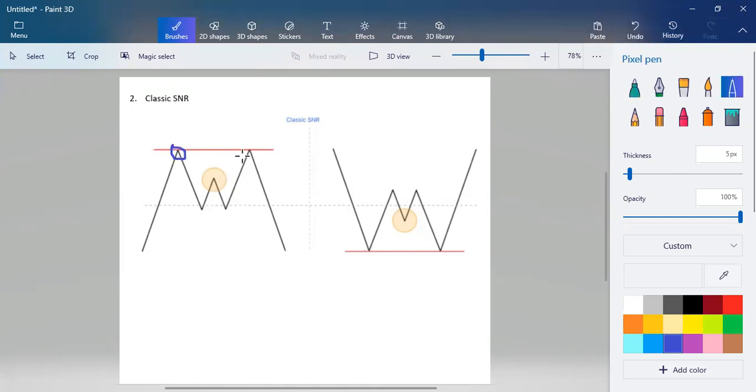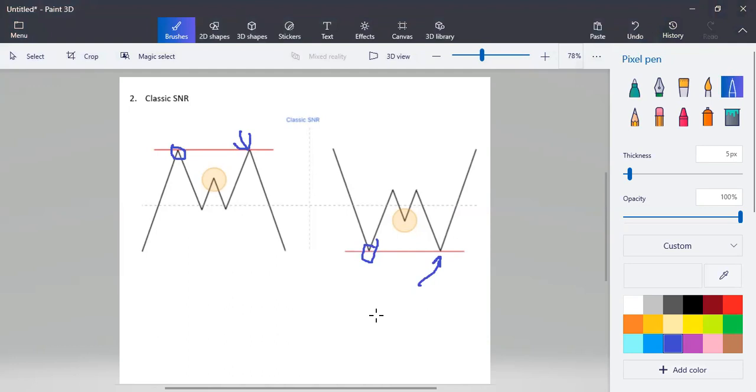This is then the retest of it. This is SNR level. This is the retest of it. Price comes and retests it, then pushes higher. Then we have the gap, which we showed in the other. The gap.